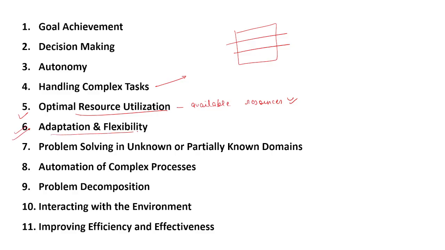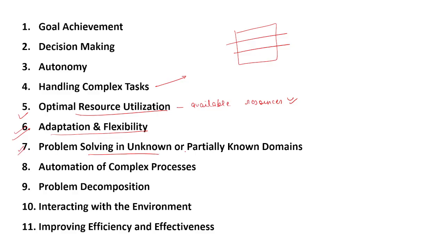Another role of planning system is its adaptation and flexibility. Many planning systems can handle dynamic and uncertain environments. This means that AI can adapt plans based on new information such as changes in the environment, unexpected events, or new constraints and adjust its actions accordingly.